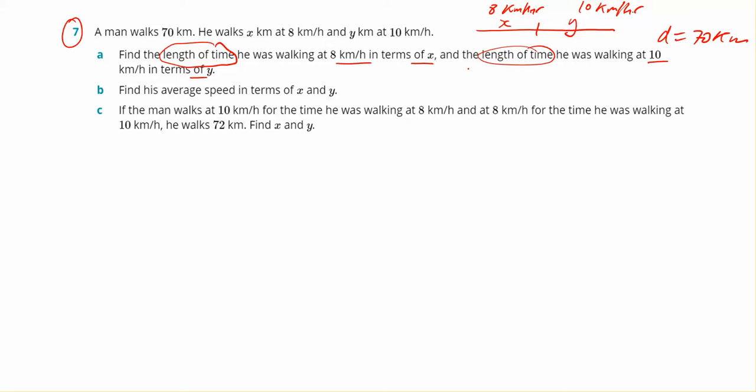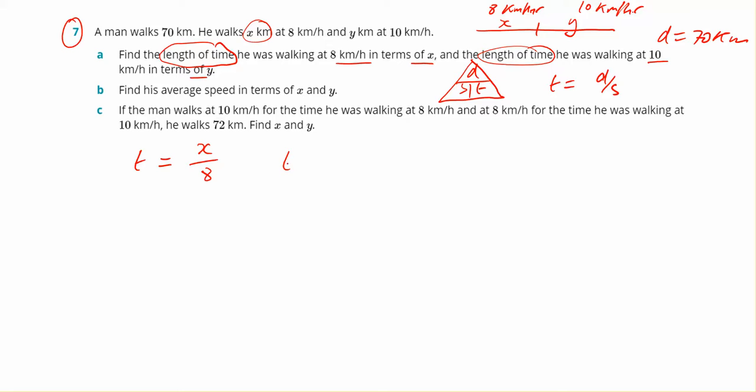Because this is a speed question, I'm going to draw the triangle: distance, speed, time. That's going to help me with the formulas. We want to find the length of time, so time is given by d divided by s, distance over speed. Firstly, we find the time of walking at 8 kilometers per hour. The length of time would be distance divided by speed. So the distance is x, and the speed is 8, because he's walking at 8 kilometers per hour.